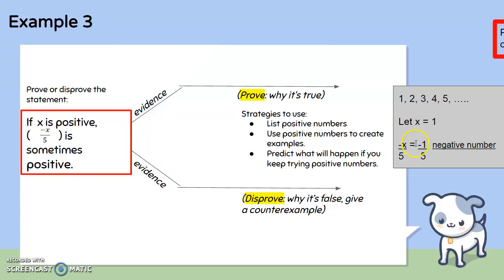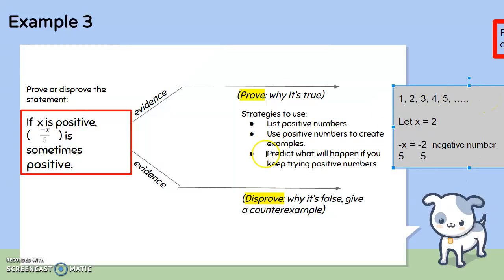So let's try another number. Let's try 2. All right, and then the opposite of x over 5 is the opposite of 2 over 5. The opposite of 2 is negative 2. And it's still negative. Now we're going to finish this problem tomorrow. But make sure you at least have this part here written down that we've been talking about.